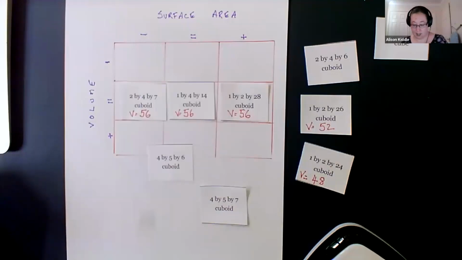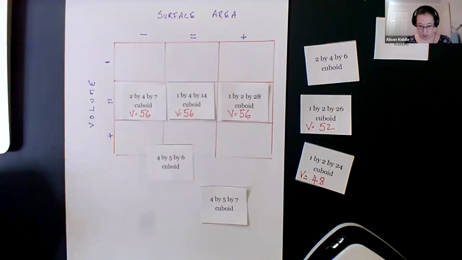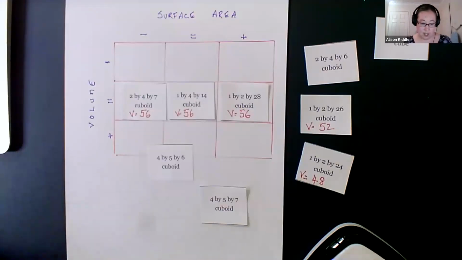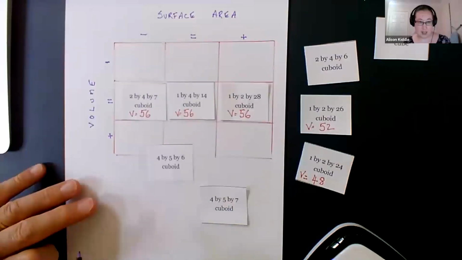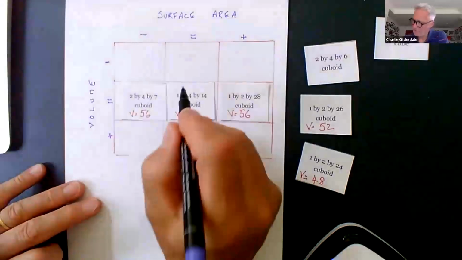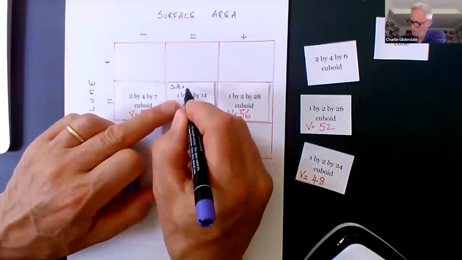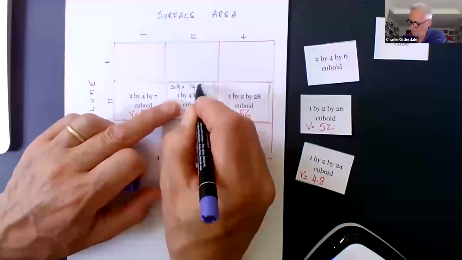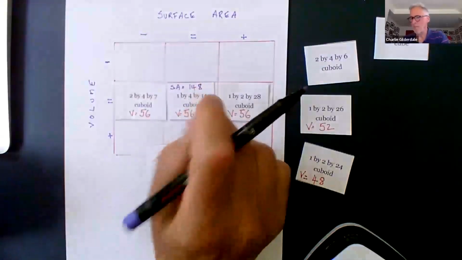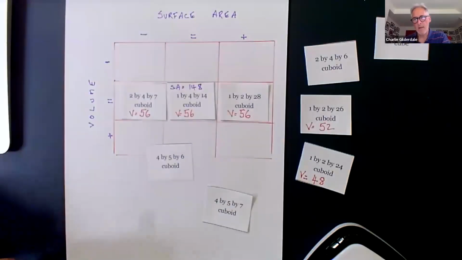I'm going to use a calculator. Is that all right? We'll allow you a calculator. Plus 1 times 14 plus 4 times 14 times 2. So I think the one in the very middle, the 1x4x14, has surface area 148. Yes, I agree. I mean, you could just work with half surface areas.